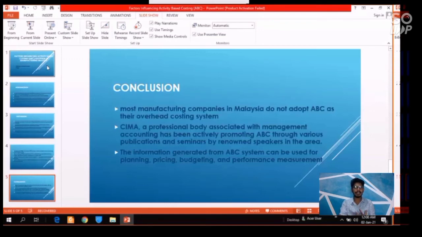The ABC system has long been seen as a tool to provide management with more accurate product costing. From the ABC system, information can be used for planning, pricing, budgeting, and performance measurement.